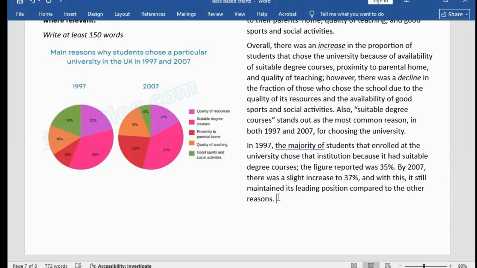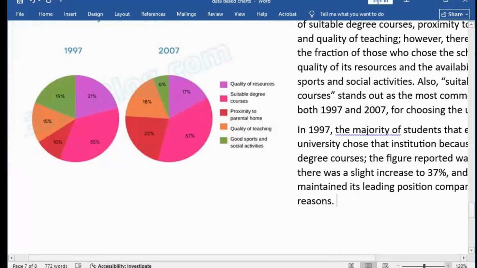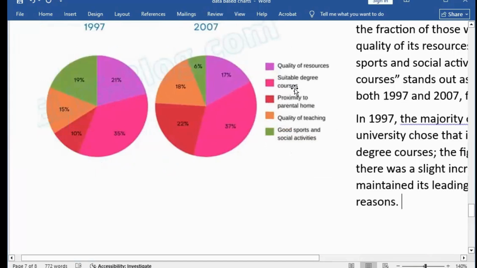Okay? Now, after talking about suitable courses, let me ask everybody, what is the next thing I'll talk about? Let me show you guys. Let me make it bigger. After talking about suitable degree courses, color pink, what is the next thing I'm going to talk about if I want to write? Notice that I'm starting with 1997. Some people will start with 2007. That's bad. You start with the older year. 1997 is older than 2007. Okay? So you start with the older year and then you move forward. You go forward in life.